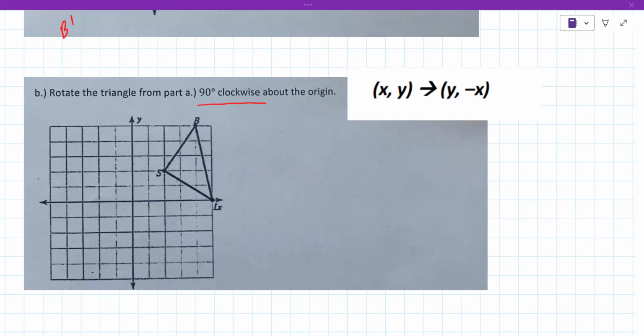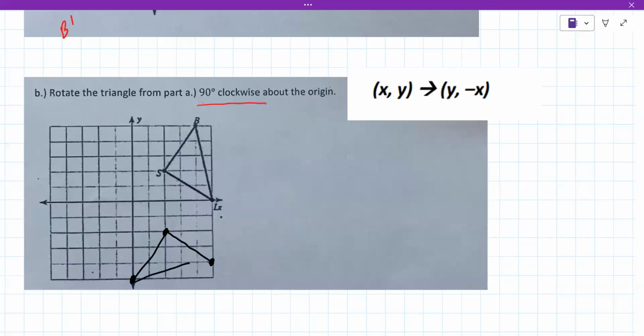So rotating 90 degrees clockwise would be, okay, change x to y and then negative. Let me do this really fast. Two, and then y doesn't change. Okay, so I guess in this case, B prime is 5, -4. S prime is 2, -2. And L prime is 0, -5.